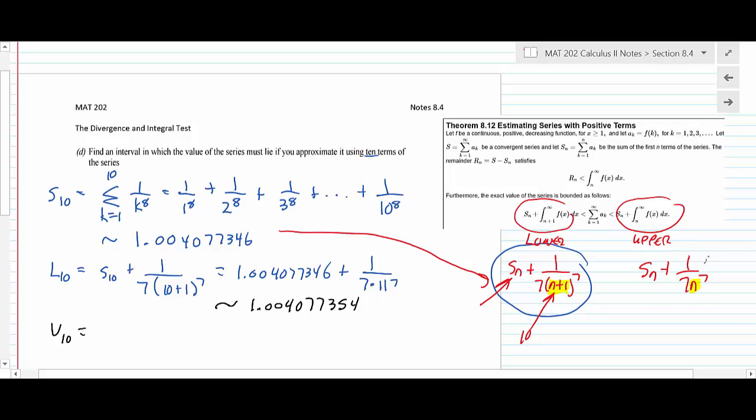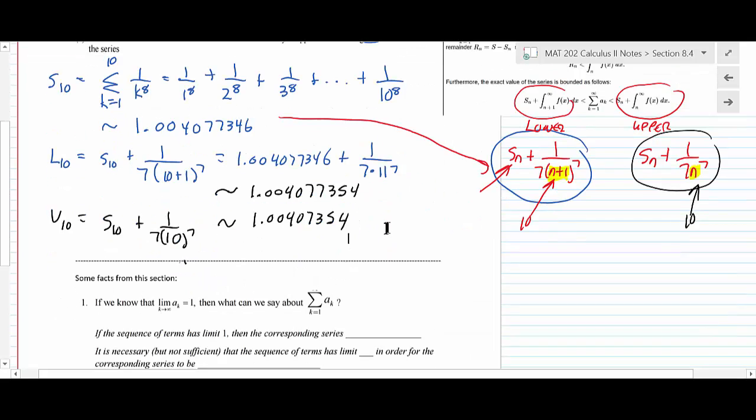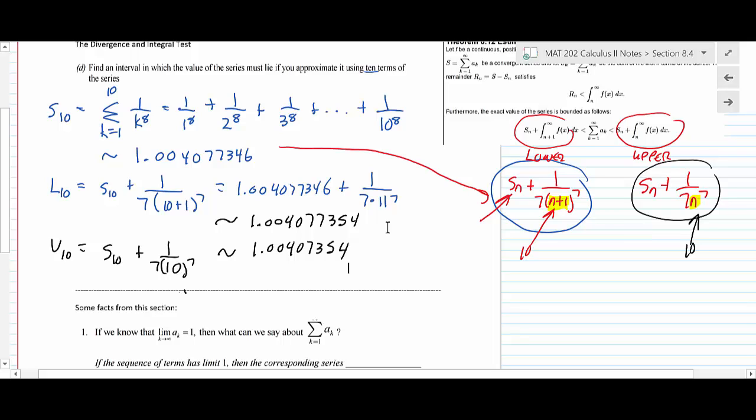And then the upper bound of 10 goes like this. So the upper bound formula is going to be like this. We're going to do S of 10 plus 1 over 7, and again, replace the n with 10. So that's going to be 1 over 7 times 10 to the 7th. And that worked out to be about the same. It's just because my calculator doesn't go out any further. I think they turned out to be the same. You can check my calculation if you want to. I did that before class. The only reason is because my calculator only goes out to a certain number of decimal places.